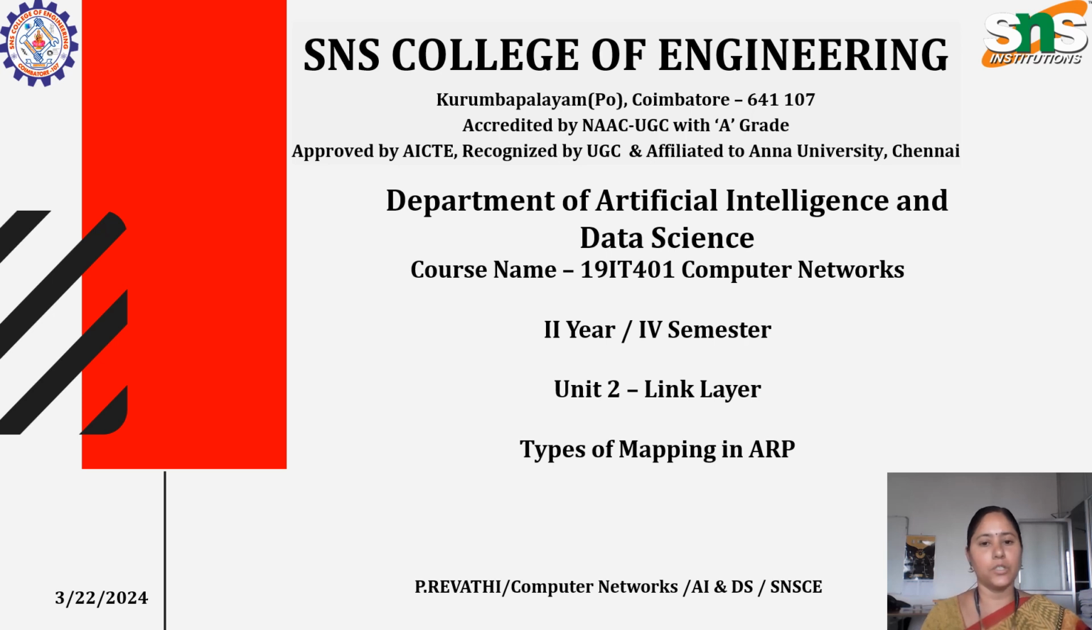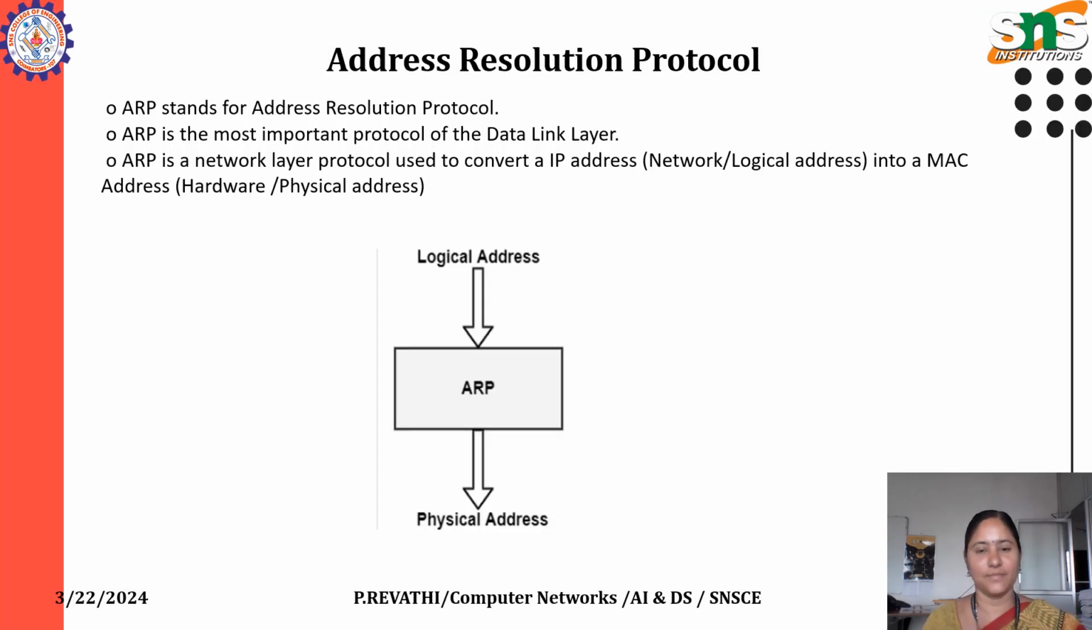Today we will discuss the topic about types of mapping in ARP, Address Resolution Protocol. ARP stands for Address Resolution Protocol. ARP is the most important protocol of the data link layer. ARP is a network layer protocol used to convert IP address into MAC address.